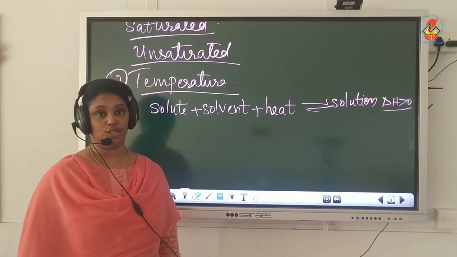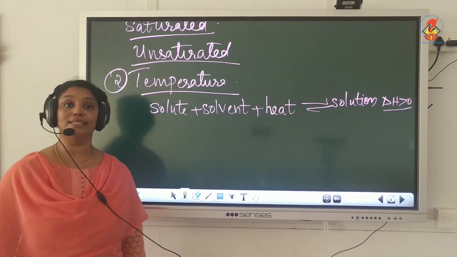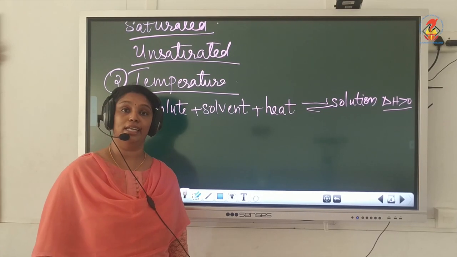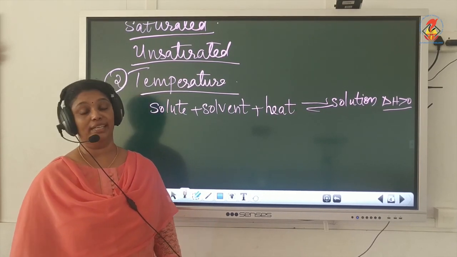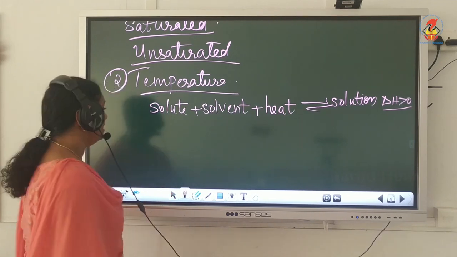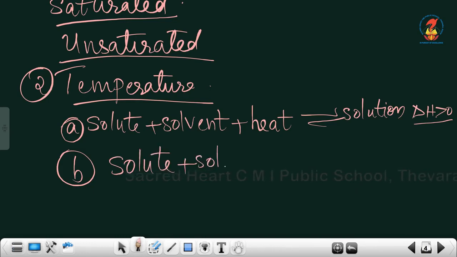So if the dissolution process is endothermic, the solubility of a solid in liquid increases with increase in temperature. Now the second case is, if the dissolution process is exothermic, then the solubility of a solid in liquid decreases with increase in temperature. So let's see the second case. This is the first case and this is the second case, which is exothermic. So solute plus solvent.